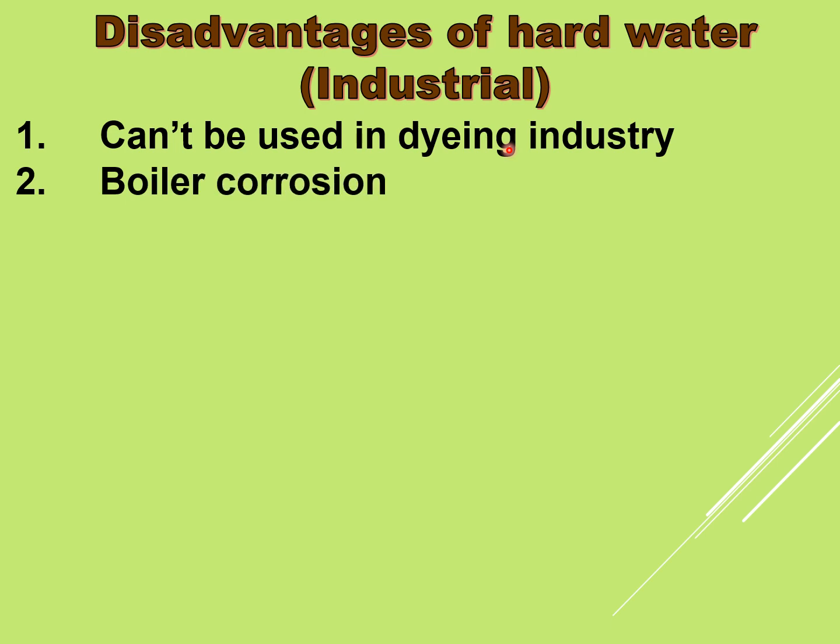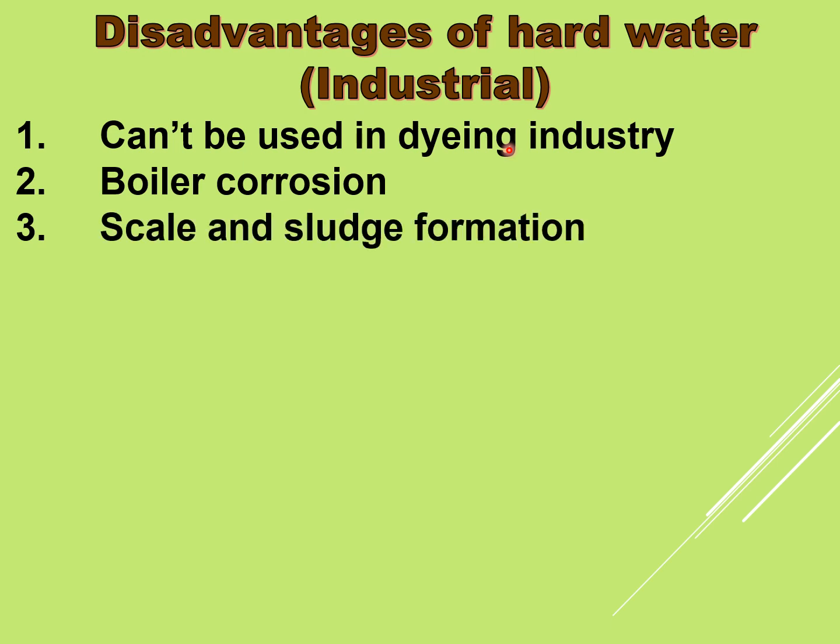Then boiler corrosion. It corrodes the boiler. Scale and sludge formation. What are scale and sludge? Inside the boiler, deposits are formed. Deposits of the salt will be formed inside the boiler. That is scale and sludge, and that leads to corrosion.